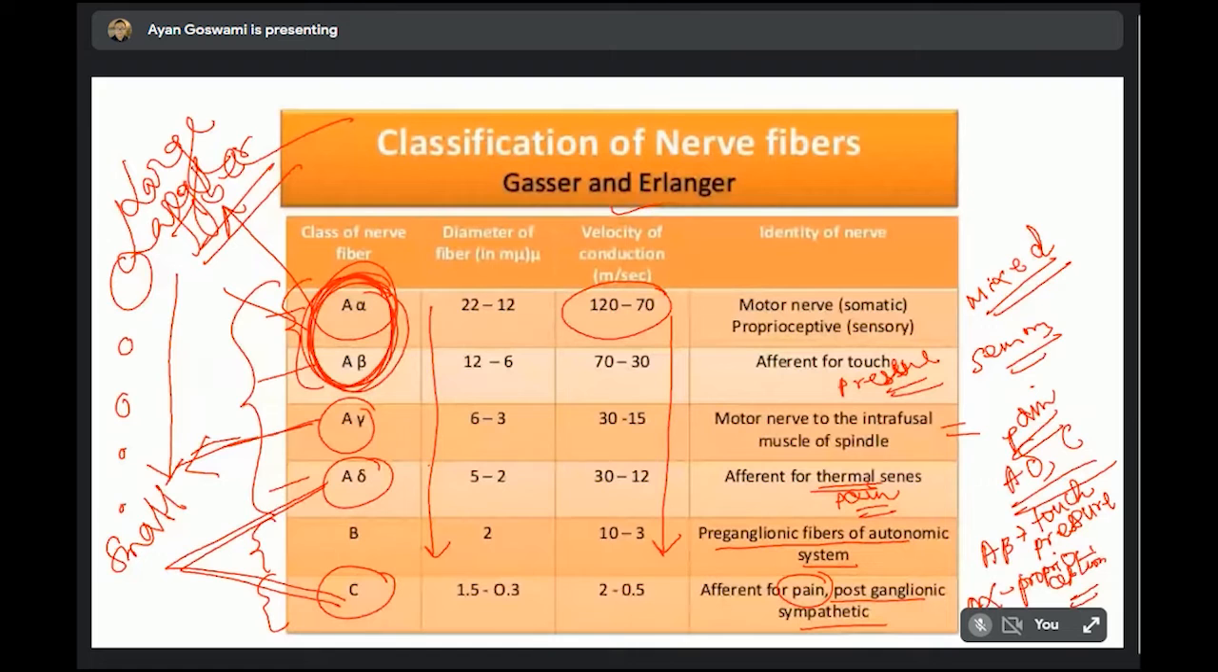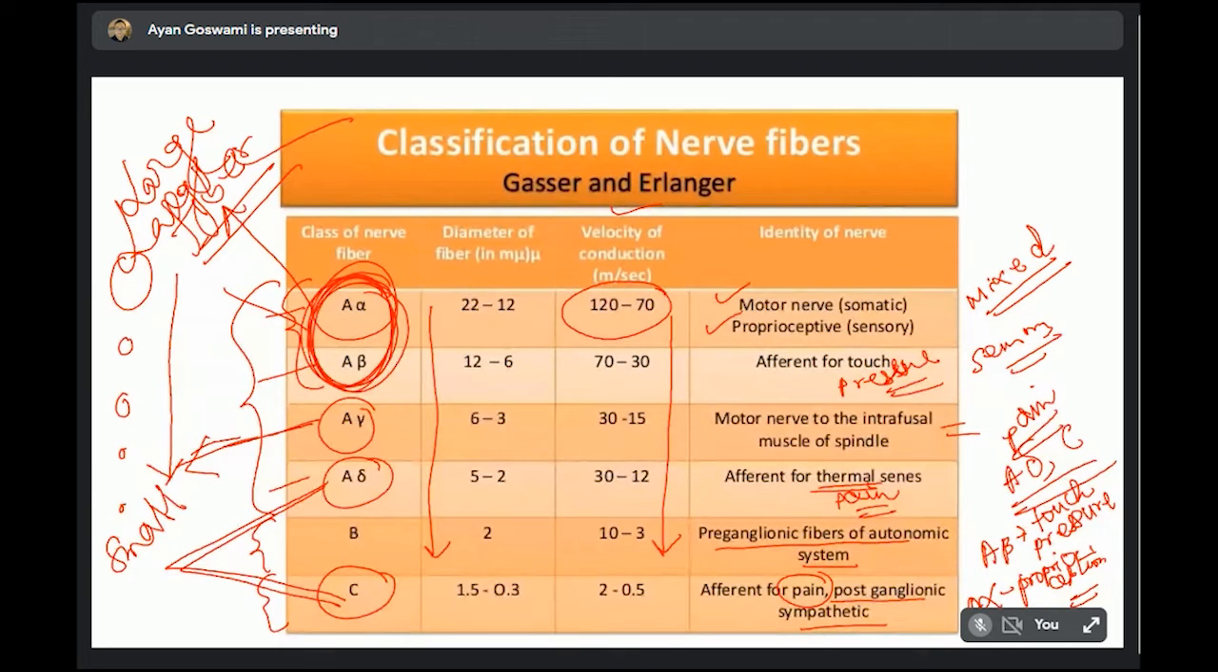So the function of A alpha is proprioception, right? You see, the function of A alpha is proprioception, and it can also act as a motor nerve. So when A alpha will be damaged, depending on whether this A alpha is a motor nerve or a proprioceptive nerve, the manifestations in the patients can vary, right?